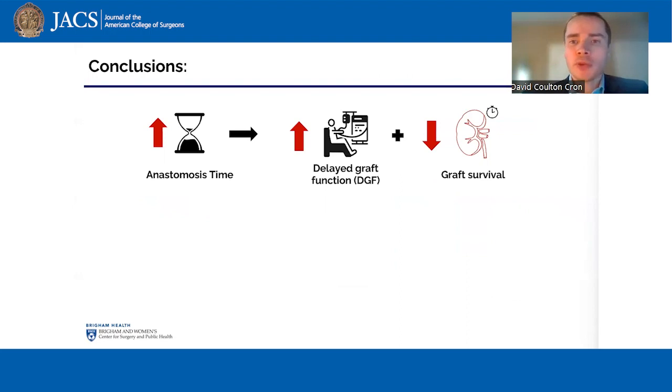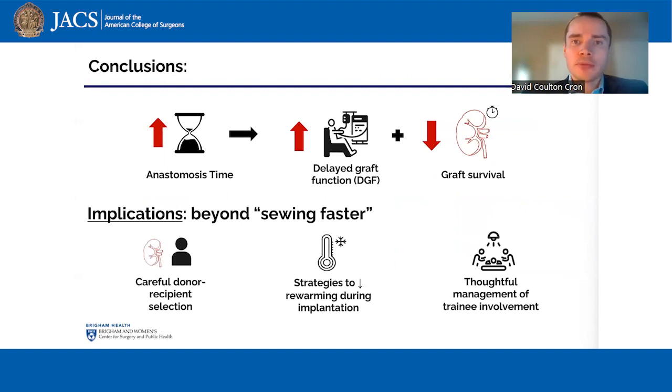In summary, prolonged anastomosis time is associated with higher rates of delayed graft function and worse graft survival after DCD kidney transplantation. When accepting a DCD kidney, one should consider the donor and recipient factors that may prolong anastomosis time. In the operating room, all efforts to minimize rewarming of the kidney and to optimize anastomosis time should be taken.